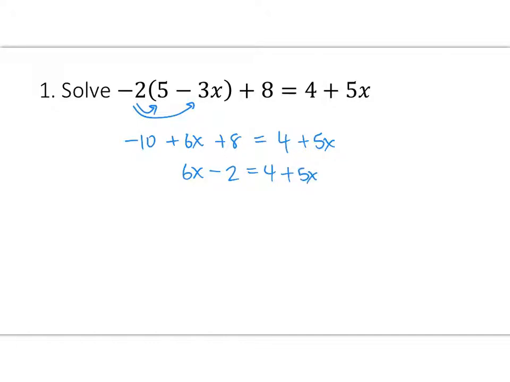And now we have a choice whether to subtract 6x from both sides or to subtract 5x from both sides. I'm going to choose to subtract 5x from both sides. That's going to give me my x on the left-hand side, which is usually where I like to see it. So 6x minus 5x is just x, so I have x minus 2 equals 4, and then I can add 2 to both sides, and that gets me x equals 6. And that's my solution.